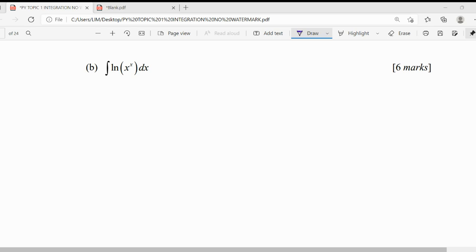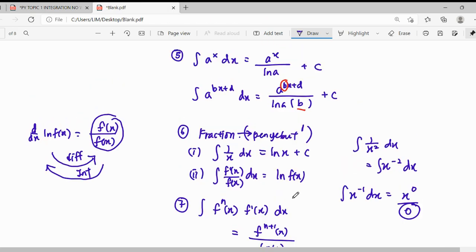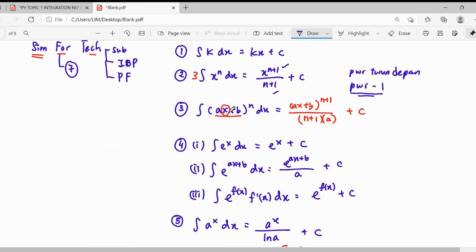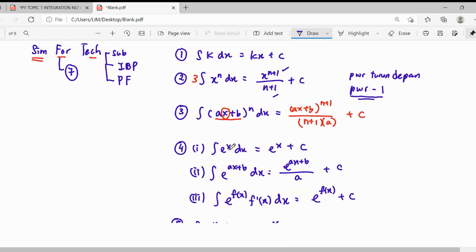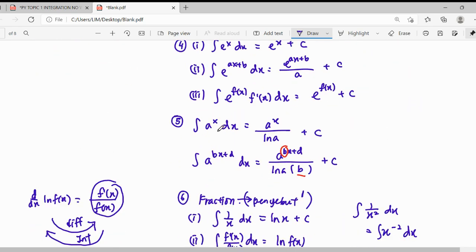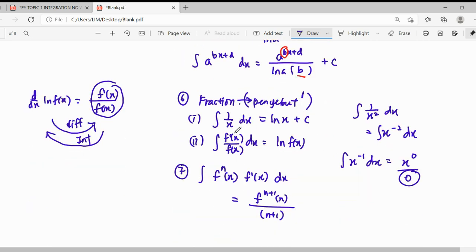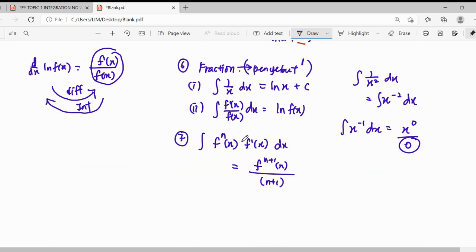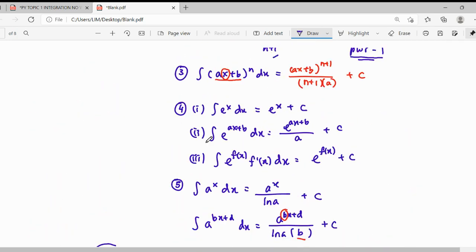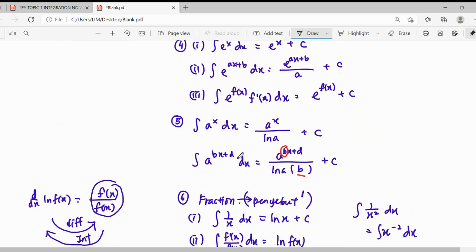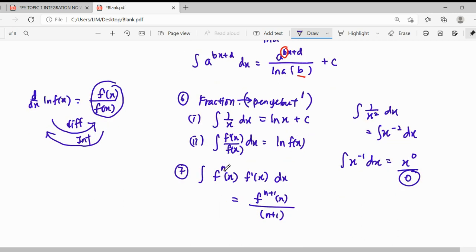So for question B, you can see integrate ln. Actually in our formula, we have 7 formulas. We don't have any question that integrates ln. We have integrate polynomial, integrate exponential, integrate indices, integrate fraction. Integrate polynomial like this is also polynomial. We don't have any formula that involves integrating ln. Okay, so it is also not a giant function.